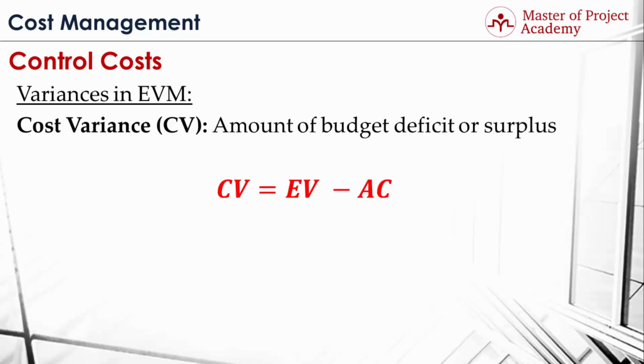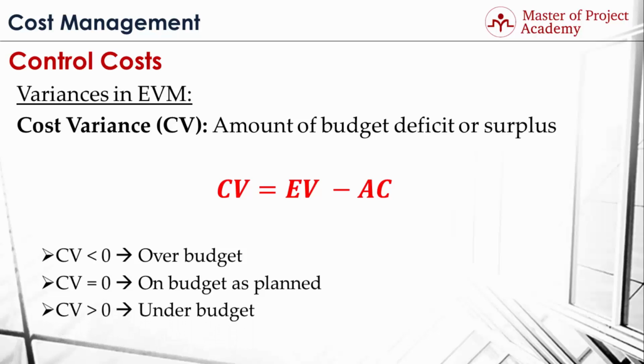Let's assume that an activity has an earned value of $10,000. During project execution, if this activity will cost more than $10,000, it will be over budget. And if it is completed for less than $10,000, the activity will be under budget. So briefly, if cost variance is less than 0, then the project is over budget. If cost variance is equal to 0, then the project is on budget as planned. If cost variance is greater than 0, then the project is under budget. In summary, the greater the cost variance is, the better project cost performance you have.